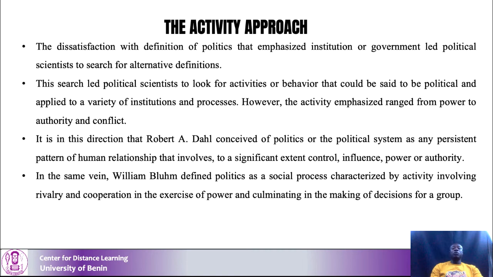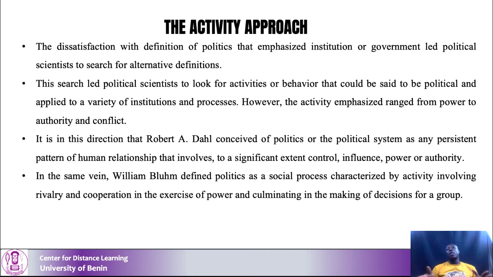This search led political scientists to look for activities or behavior that could be said to be political and applied to a variety of institutions and processes. However, the activity emphasized ranged from power to authority and conflict. It is in this direction that scholars like Robert Dahl conceived of politics or the political system as any persistent pattern of human relationship that involves, to a significant extent, control, influence, power, or authority.